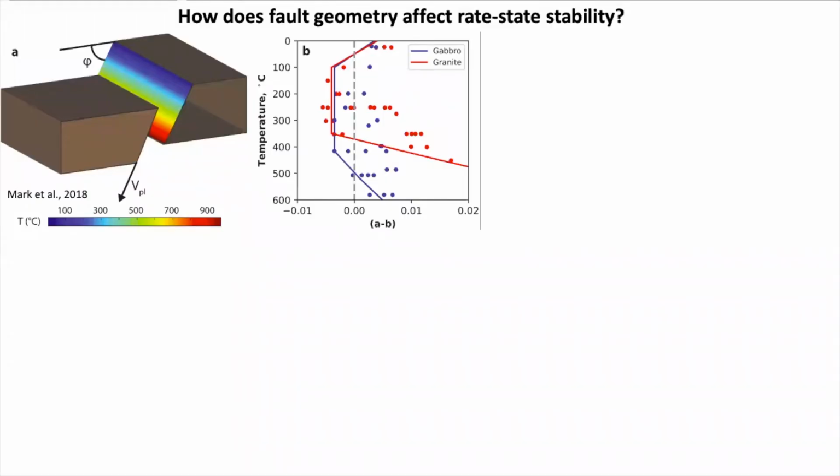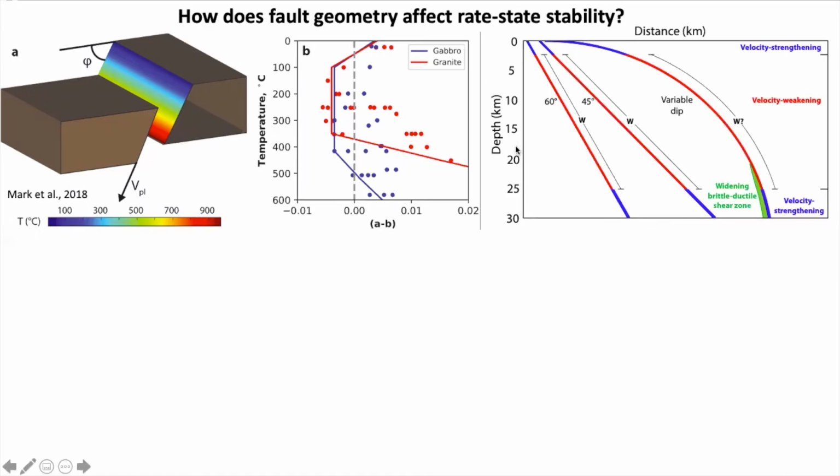I mentioned that rate state models usually map A minus B with depth based on some assumed geotherm. And on the left here, we have an example of that from Mark et al. 2018, which shows the temperature on the fault colored in rainbow colors and the A minus B profiles that are mapped to these temperatures shown over here by these red and blue lines. So if we assume some geotherm and temperature dependent rate state friction behavior, then we can apply these to normal faults and ask how normal fault dip affects the seismic stability of the fault.